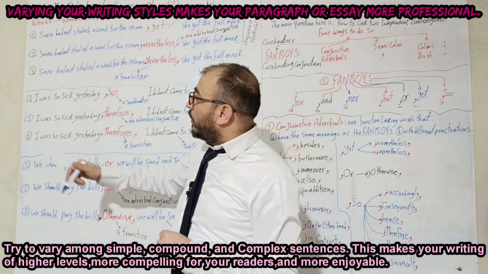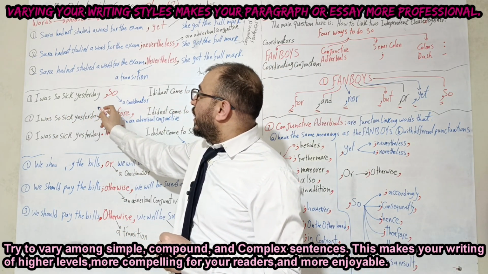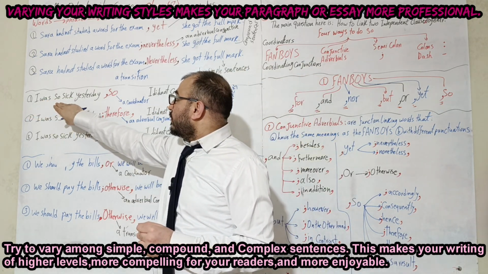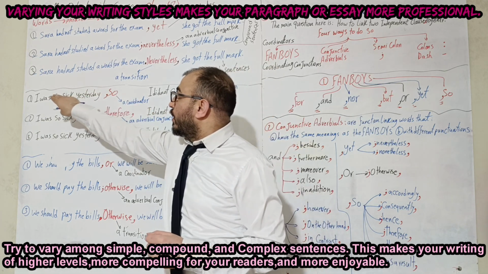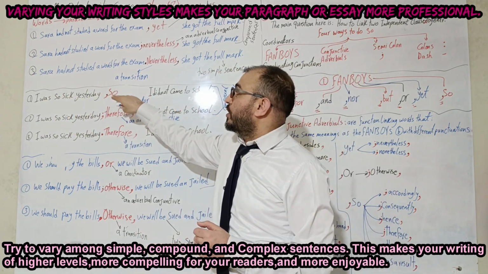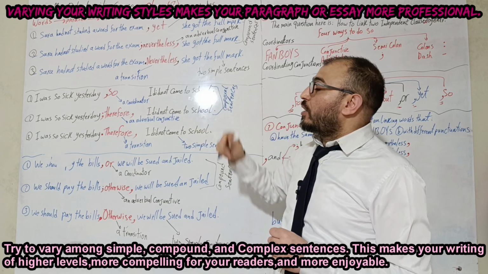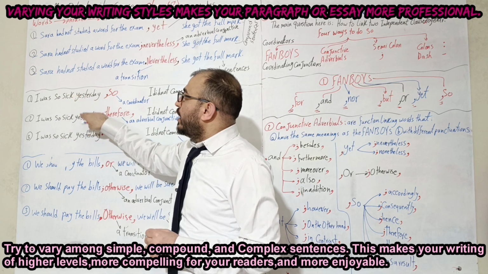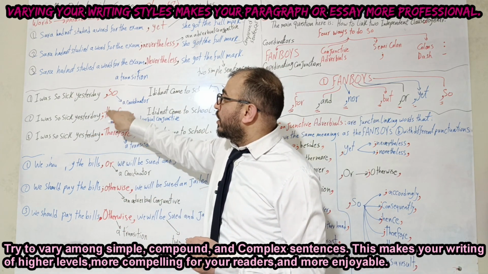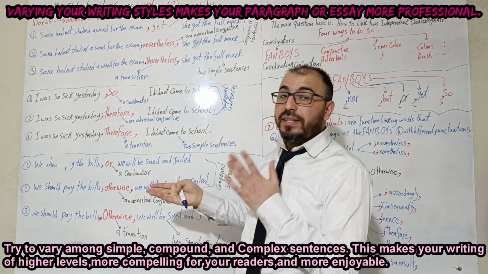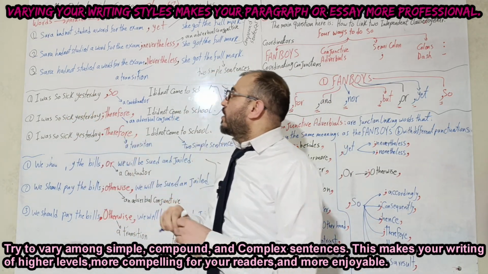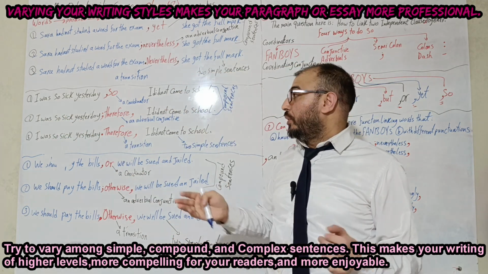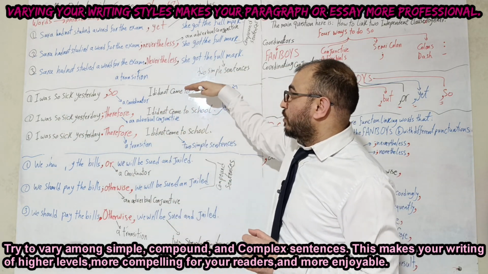The first example here, my friends, is: I was sick yesterday, so I didn't come to school. This sentence has two independent clauses. The first one is here, the second one is here, and we used a coordinator or a FANBOY, and this is a compound sentence. Again, my friends, sentence number 2: I was sick yesterday, the same independent clause, but here I use therefore: I didn't come to school. Let's compare these two sentences. I was sick yesterday, so I didn't come to school. Or I can say, I was sick yesterday, therefore I didn't come to school. Both of them are compound sentences.